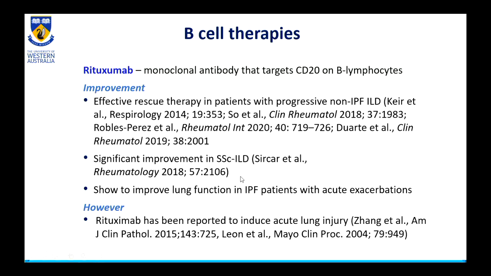And as I said, it's also been shown in IPF patients with acute exacerbations to show some lung improvement. However, it's also been shown to induce acute lung injury. So you've got good on one side and bad on the other. The problem, we think, is that it only attacks mature B cells. Some of our own research, which we've recently published, has shown that it's actually the antibody-producing cell, the plasma cell, which may be more important and maybe should be the one removed. So we're doing some research now trying to specifically remove plasma cells.